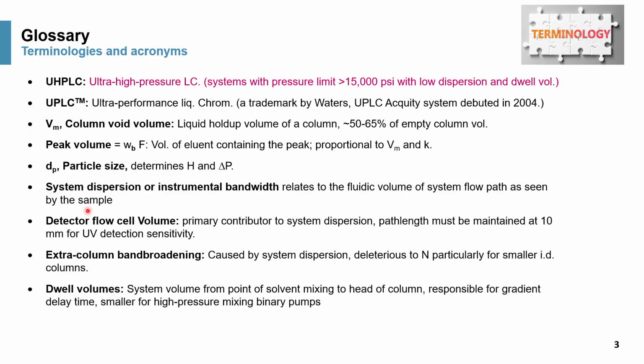Later on, we define system dispersion, or instrumental bandwidth, which relates to the fluidic volume of the system flow path as seen by the sample only. Others include the detector flow cell volume, and extra column band broadening caused by system dispersion, which is deleterious or harmful to the column efficiency, particularly for smaller ID columns.